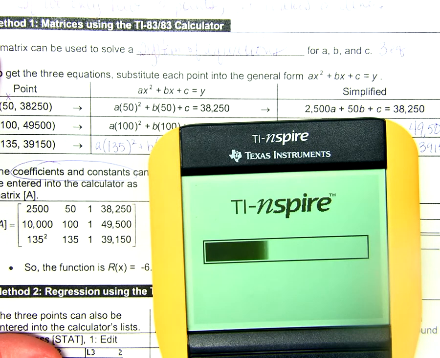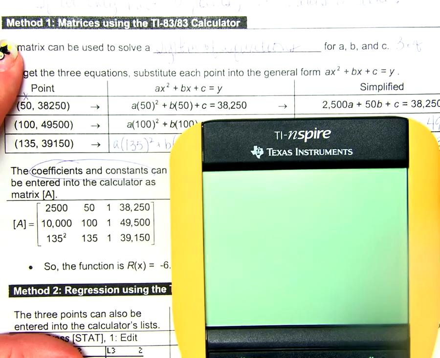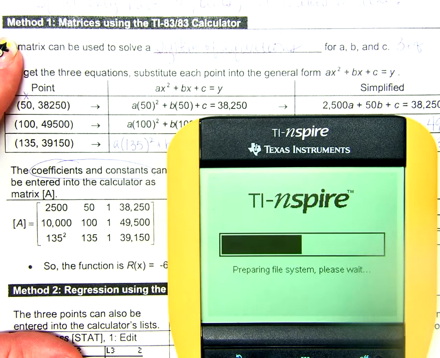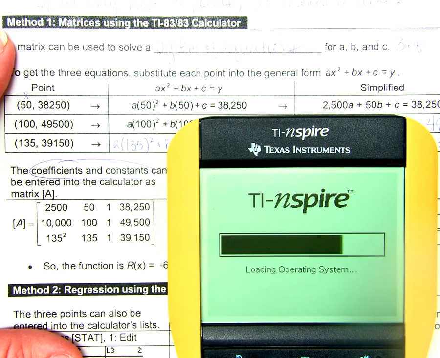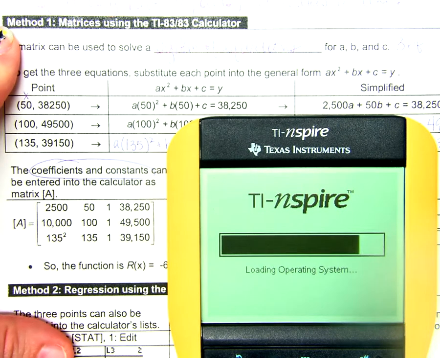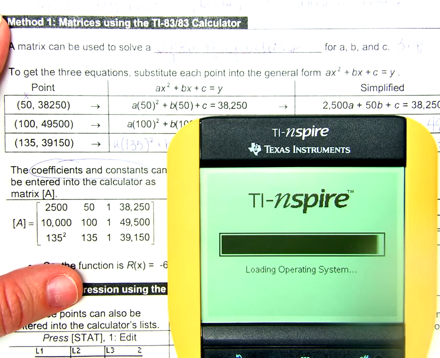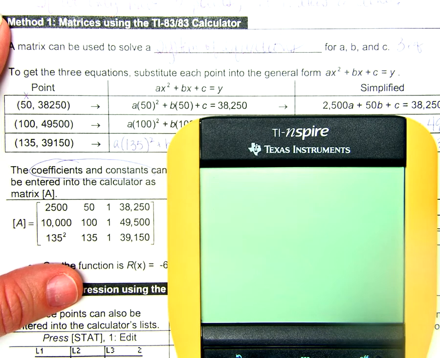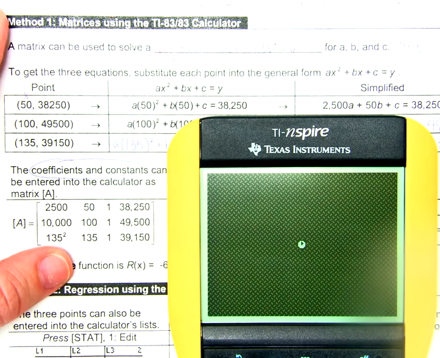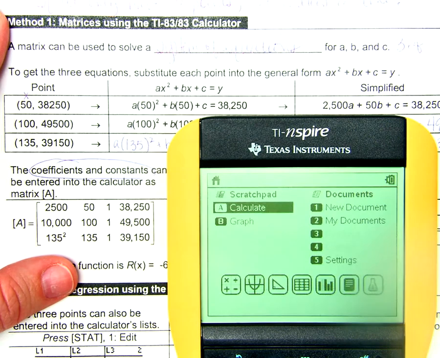Oh, what the heck happened to my calculator? Sorry. It's mad. I started to use it and then I put it aside. That was disrespectful. Okay? So do you have all your numbers into your matrix yet? I clearly don't, but I'm waiting.